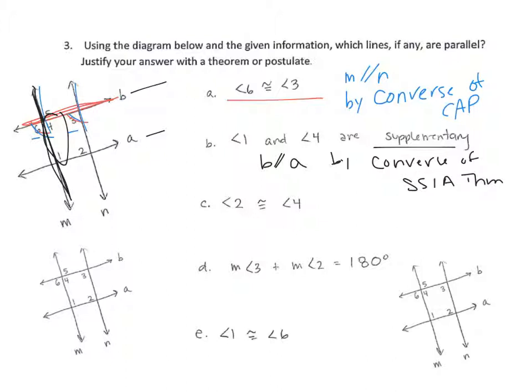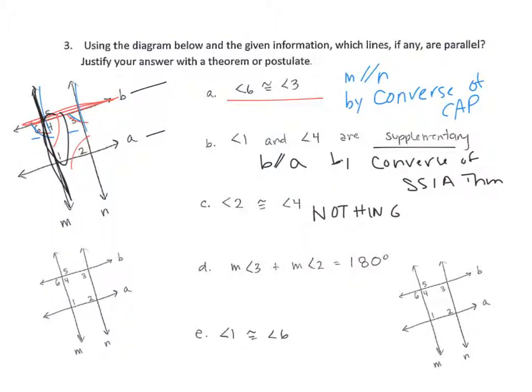And then C, what if we know that 2 and 4 are congruent? Well, 2 and 4 are not even on the same transversal, and they're not on the same lines either. So there's nothing that can be concluded. So I'm going to write nothing.